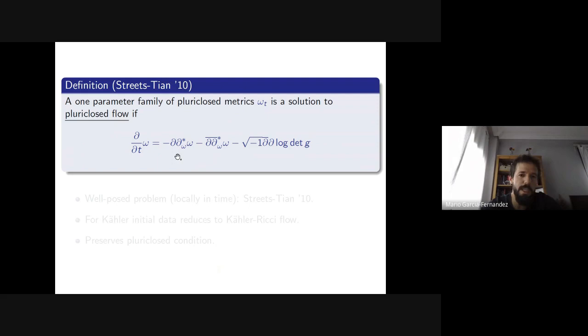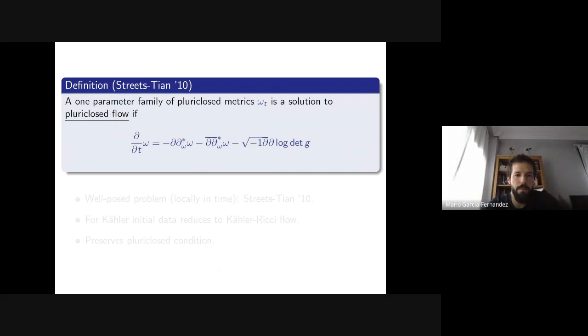Here, in the last summand, you may recognize the Chern-Ricci curvature. This is the Chern-Ricci tensor, which has appeared in the Kähler-Ricci flow equation. If omega were Kähler, these two terms wouldn't be there because omega would be del star and del bar star closed. But here we have these two additional terms. Still, this term is del bar exact, and these two terms are del plus del bar exact. So this is enough for omega to remain a pluriclosed metric along the flow.